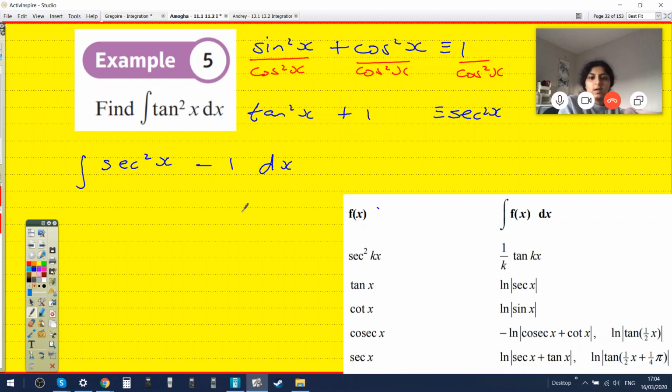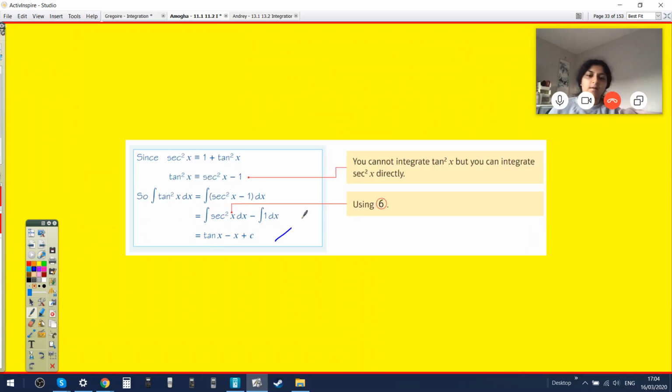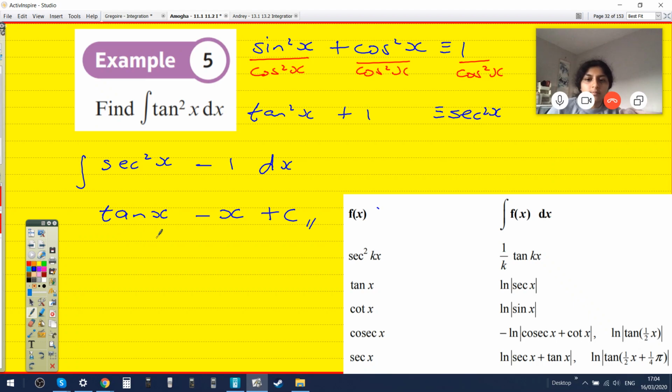And what do you get? That would be tan x, and then 1 would just be x. So tan x minus x plus c. Yeah, tan x minus x plus c. So you just always look up your formulas.